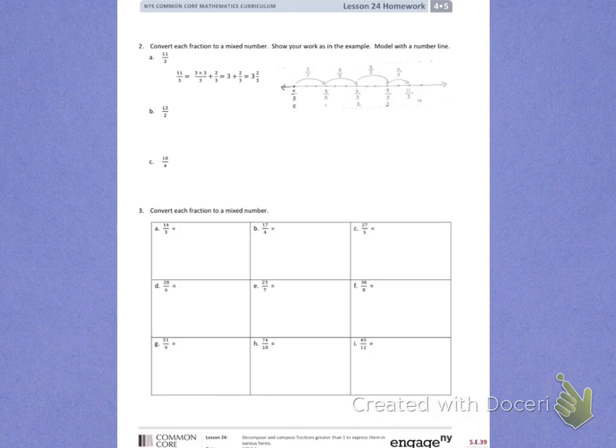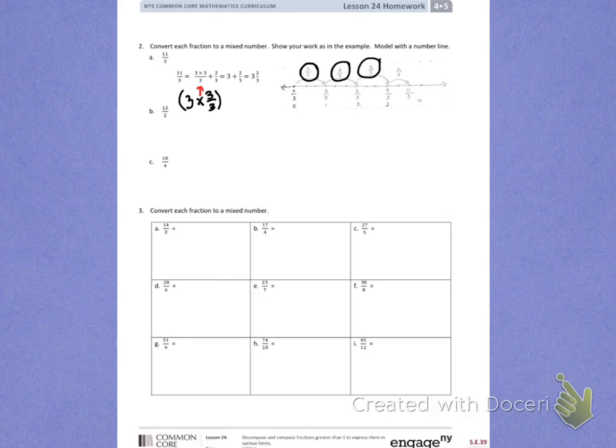Okay, so let's look at letter A, 11 over 3. I'm going to think about what this actually is saying. I'm going to break it down into one more piece because this is new to us. It says it's 3 times 3 over 3. Well, what does that mean? Right here, when we look at this number line, we have 3 groups of 3/3, and we have seen that before. That means 3 groups of 3/3.